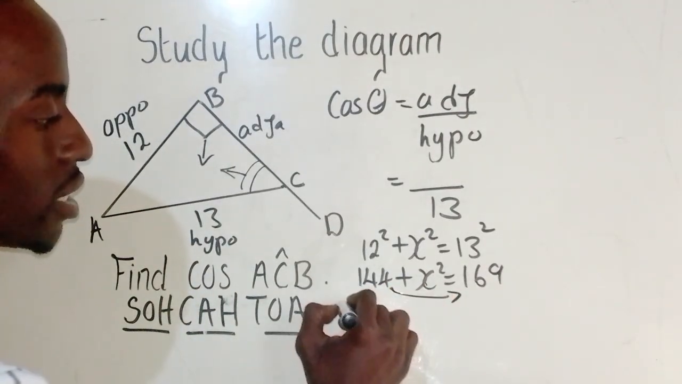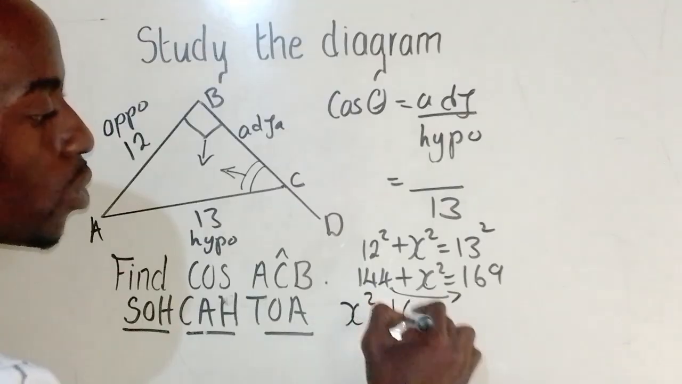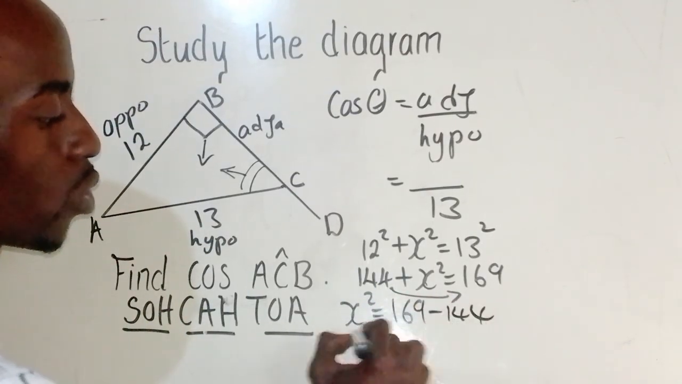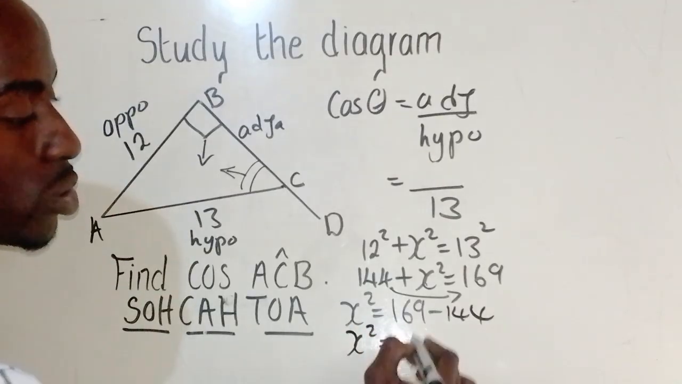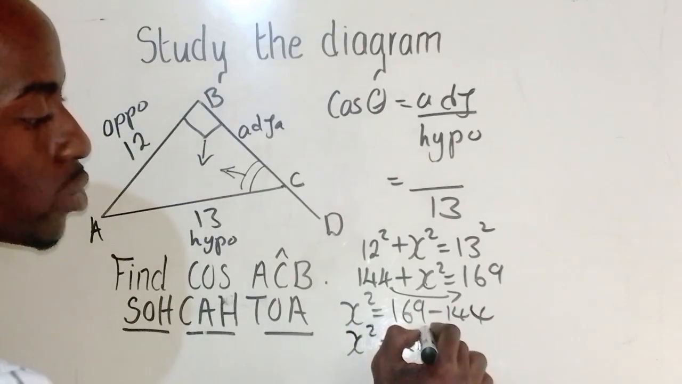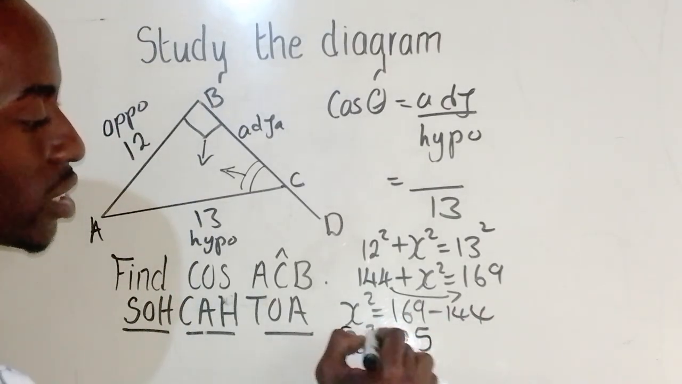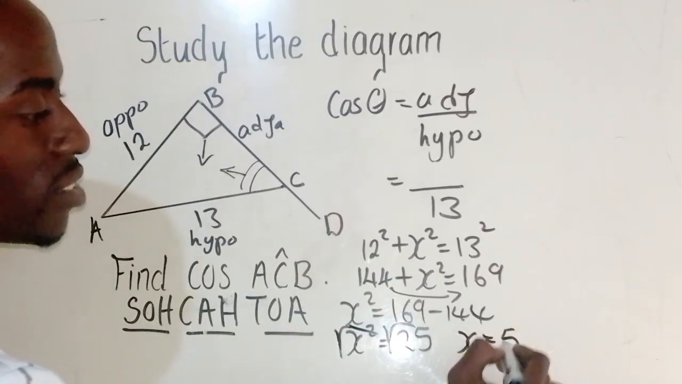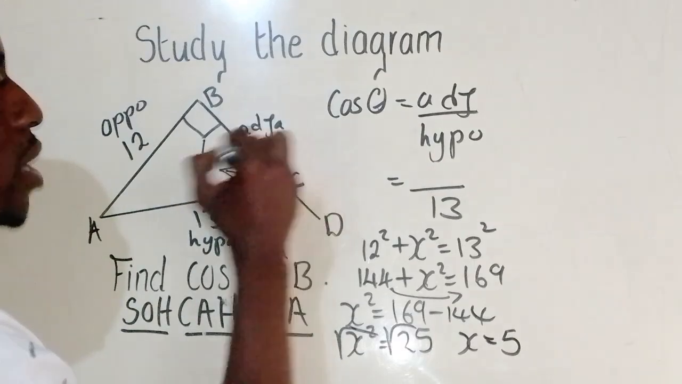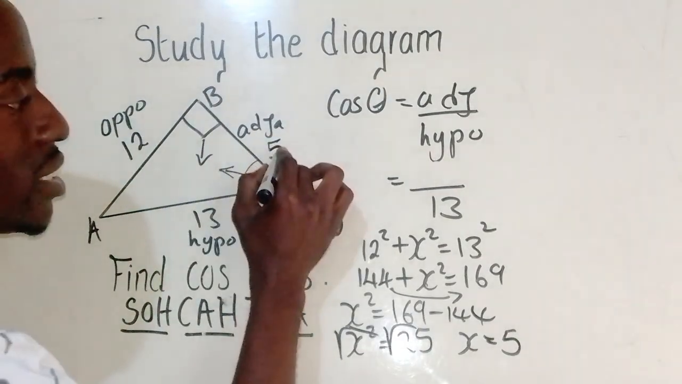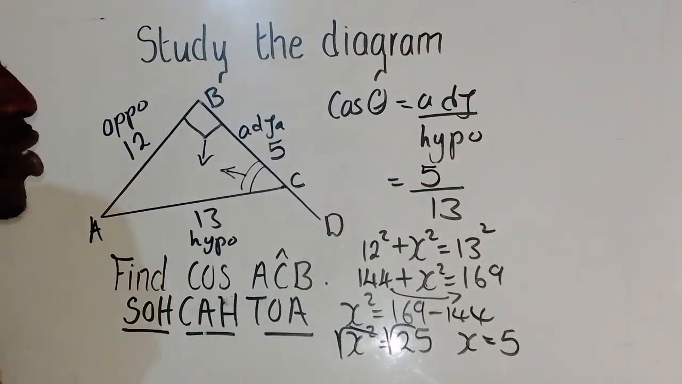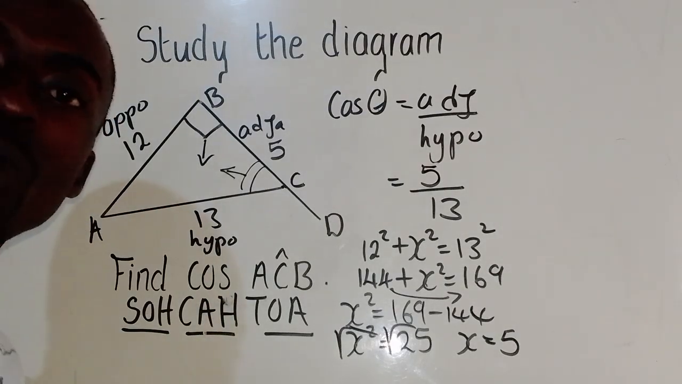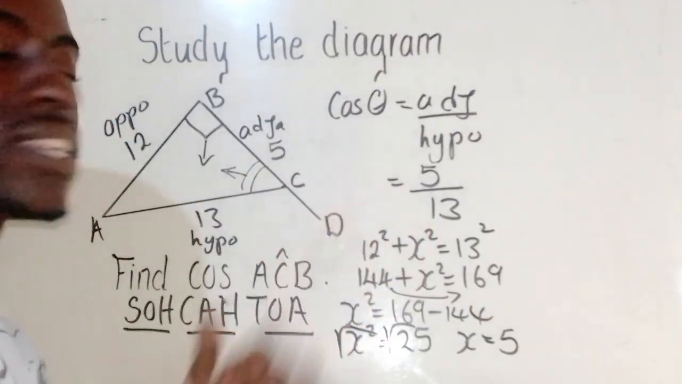So now I'm going to get x square equal to 169 minus 144. Once you subtract, you're going to get 25. So what is the square root of 25? It is 5. Meaning this 5 is the one which is the adjacent. So you get this 5, then you put it there. Do you have any number which can go into 5 and 13 except 1? No. So this here is the answer.